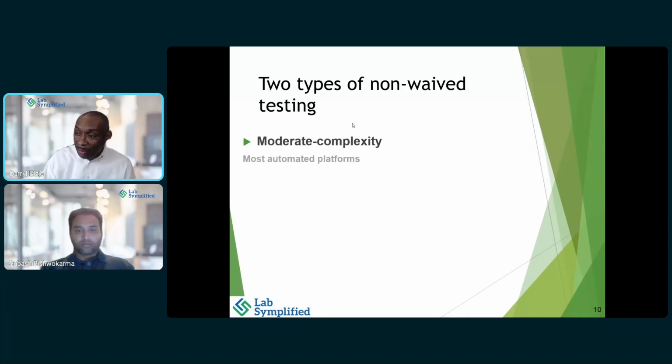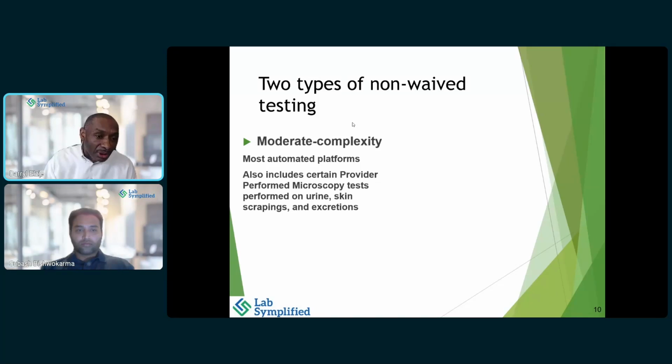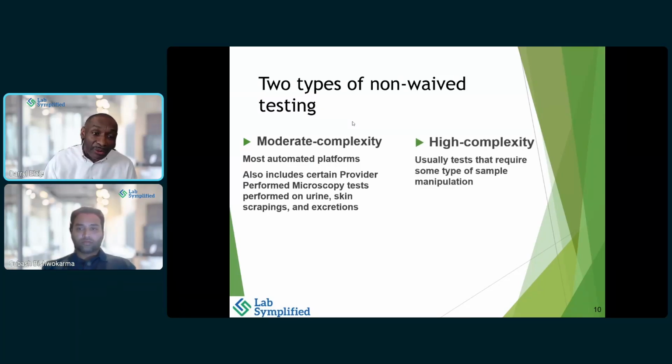You have moderate complexity testing, which is most automated platforms and includes some provider-performed microscopy tests: urine, skin scraping, secretions, KOH. Then you also have high complexity testing. These are usually tests that require some type of sample manipulation.